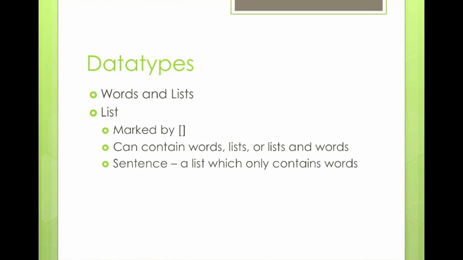The other kind of data type in Logo is a list. Lists are marked by the square brackets, and they can contain words, lists, or lists and words. A list which contains only words is called a sentence.